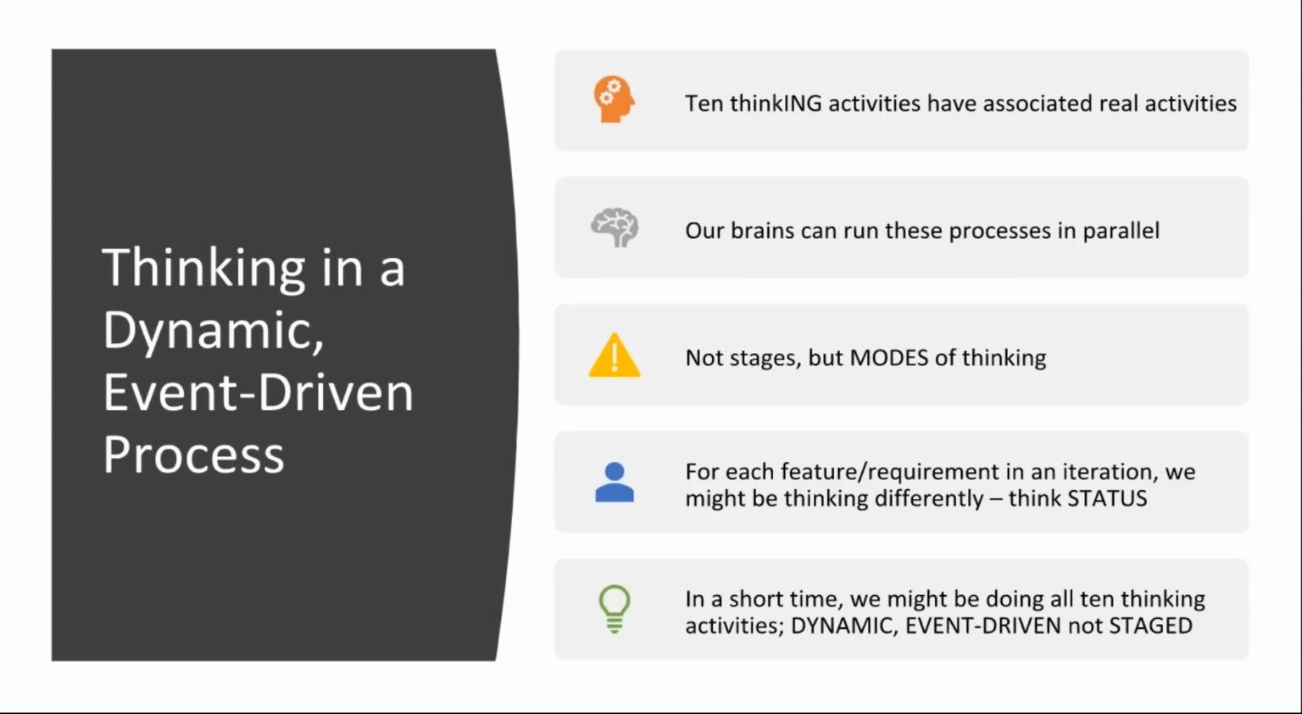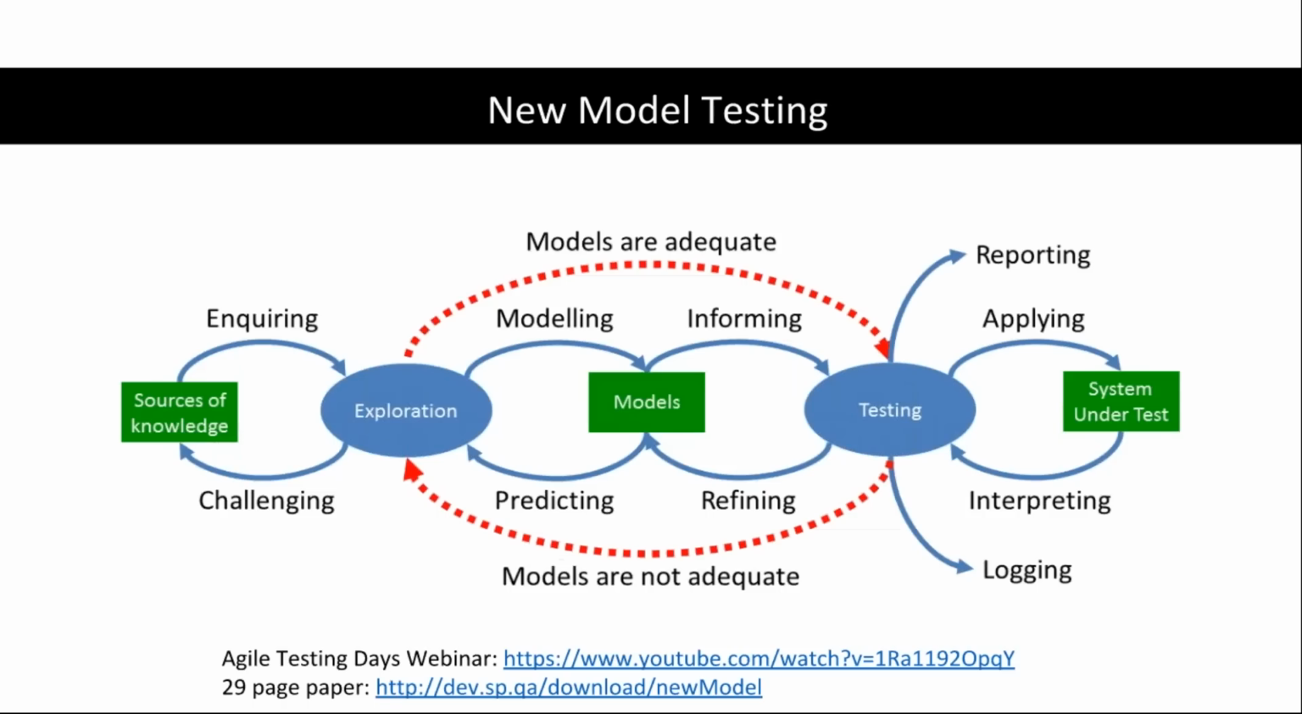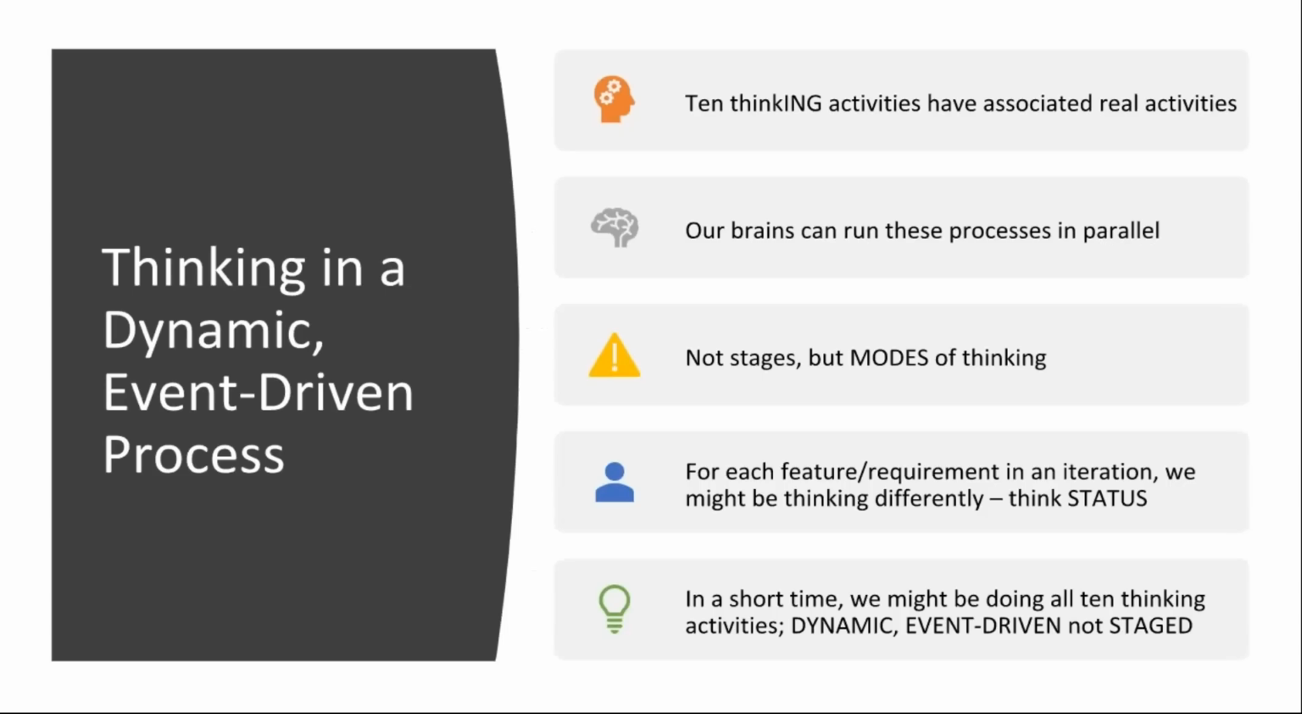Okay. Now, another thing to say is there are 10 activities on the diagram. There are 10 of these: inquiring, modeling, informing, applying, whatever activities. And our brains are so good, very often we're running these processes in parallel. Okay, so we might be thinking about gathering a requirement for one feature. We might be thinking about defining the model for another feature. We might be testing another feature. And in a dynamic environment with continuous delivery, the testers and developers are doing lots of these things almost at the same time. And events happen, their phone rings, you have to answer it.